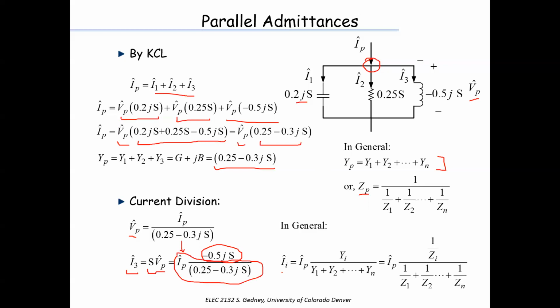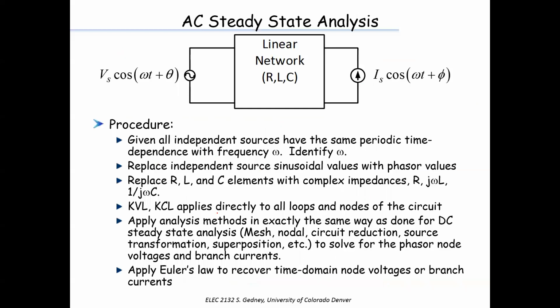So therefore, I can rewrite this in general as I, the ith branch, is equal to the current flowing into the node that splits the currents, IP, times the admittance of the ith branch over the sum of the parallel admittances. The ratio of the ith admittance to the sum of the parallel admittances times the current flowing in gives me the current on the ith branch. Or I can write that in terms of the impedances by writing the admittance as the reciprocal of the impedance. Okay. So we have current division and voltage division for AC steady state impedances.